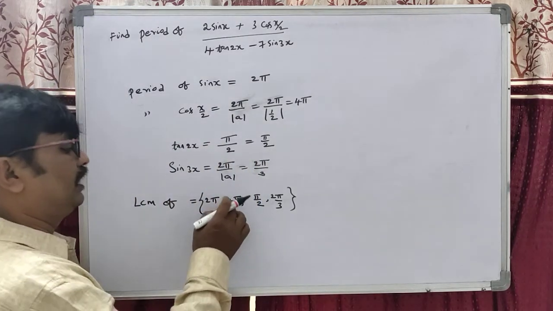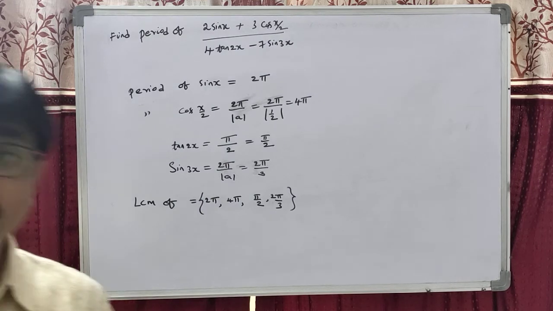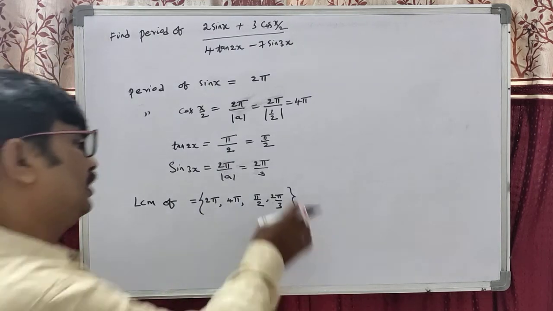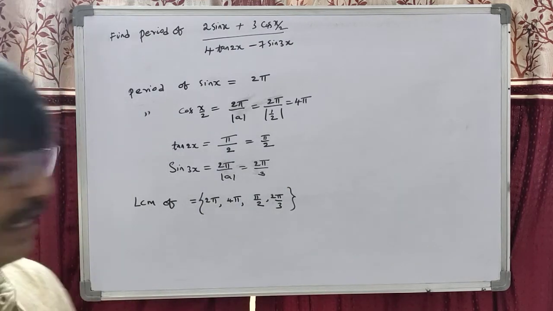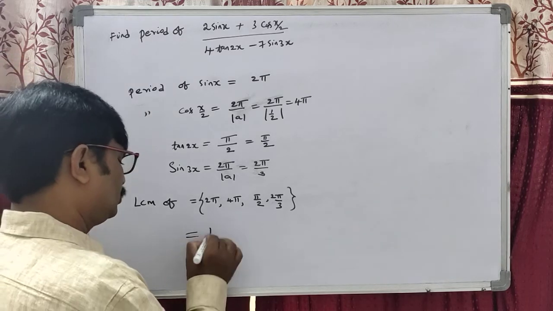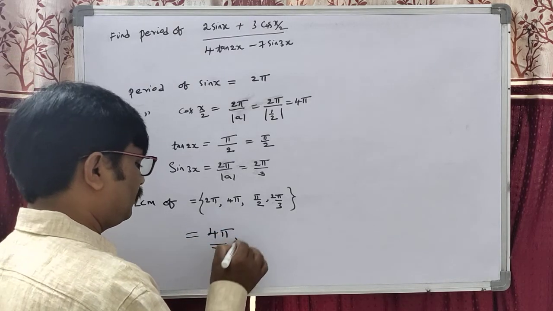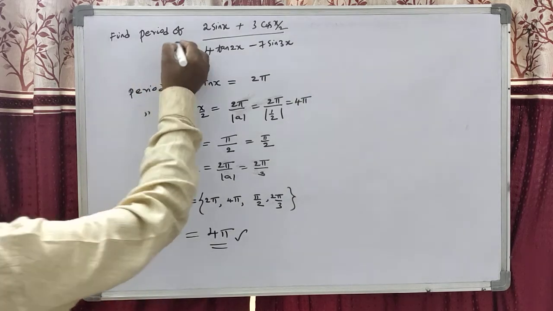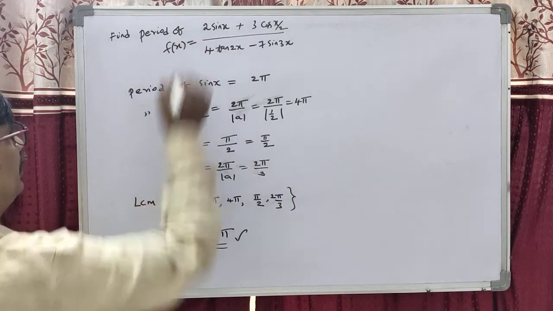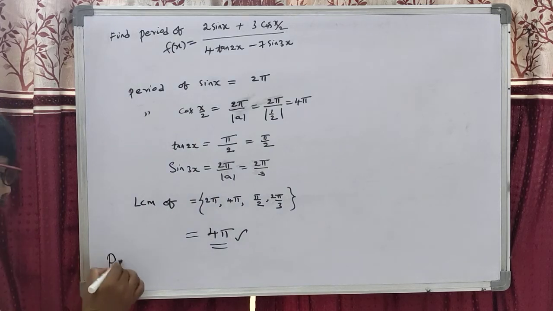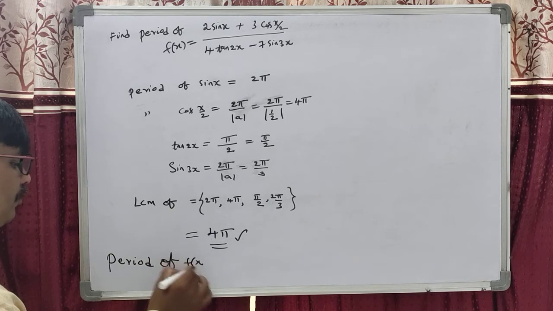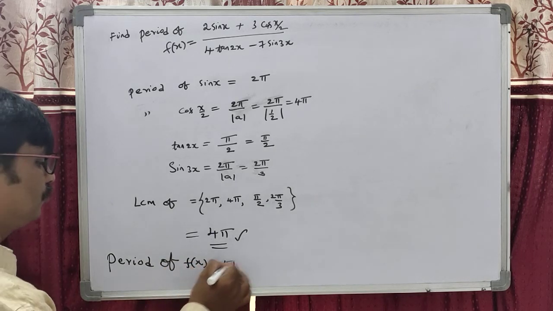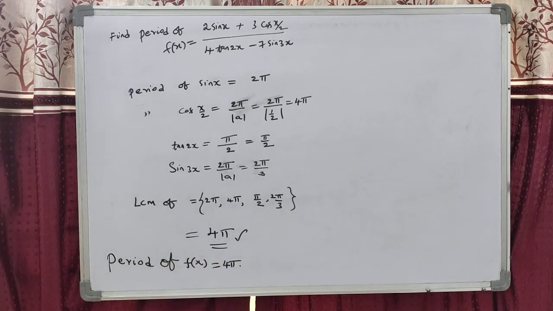Next, the LCM of 4 pi with 180 into 4, that is 720 and 120. The LCM of 720 and 120 is also 4 pi. So students, the LCM is 4 pi. That is the required period of f of x. The period of f of x is 4 pi.